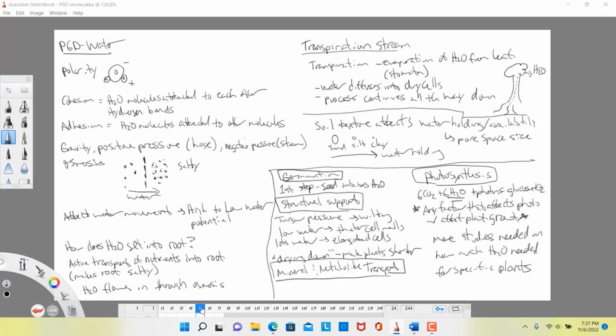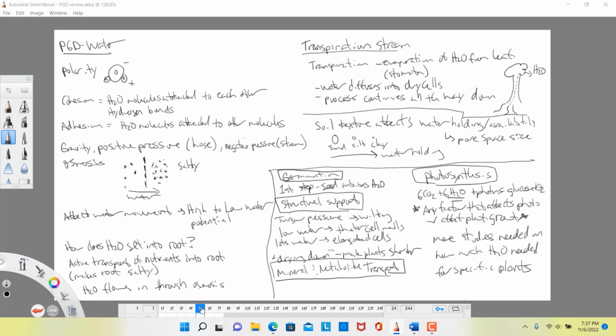So in last lecture, we talked about water as it relates to plant growth and development. And we started by looking at some aspects of water, right? And we said that the water molecule has polarity. Thus, it has different charges on different ends of the molecule, like a magnet, right? So one end is more negatively charged, the other end is more positively charged.